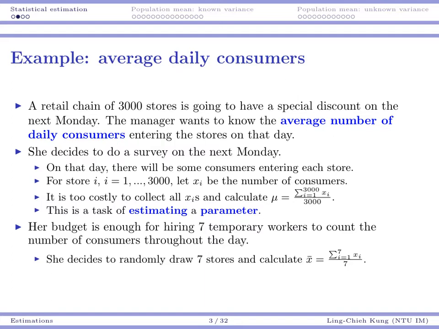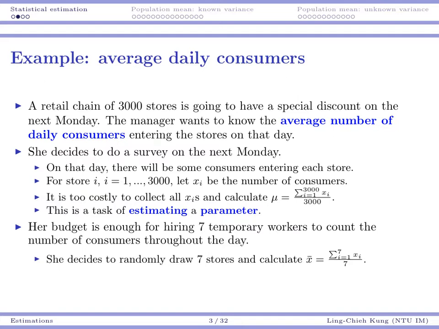Even after those numbers have been realized, I do not know mu because I did not do a survey on all those stores. The only way for me to know mu is to know all the XIs, but sometimes I just cannot, or have no way to know all those numbers. Then I need to somehow estimate that number. I need to estimate this population parameter, which is the population mean.